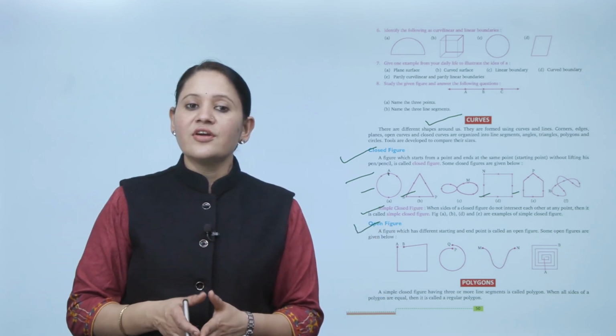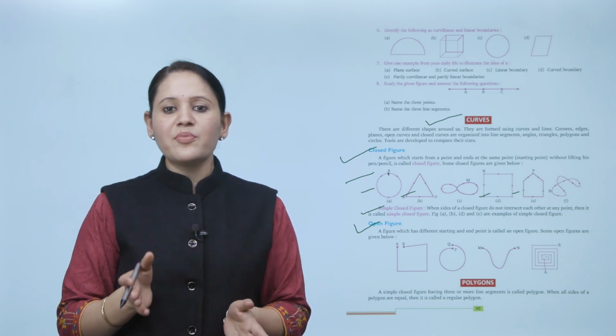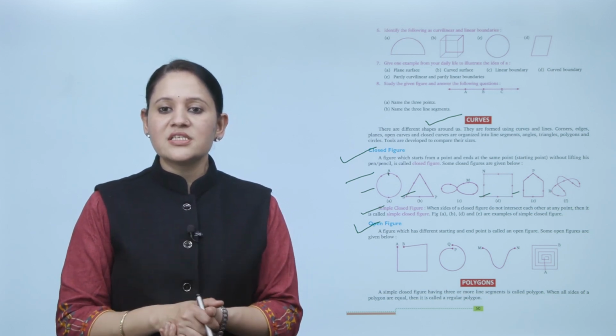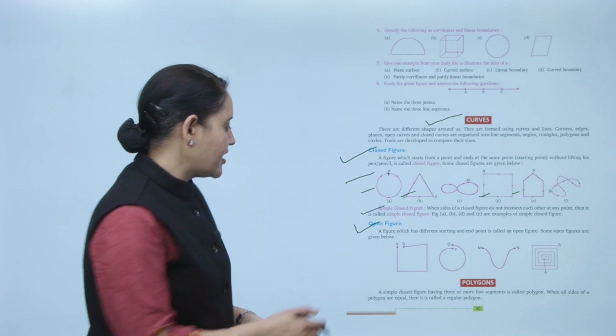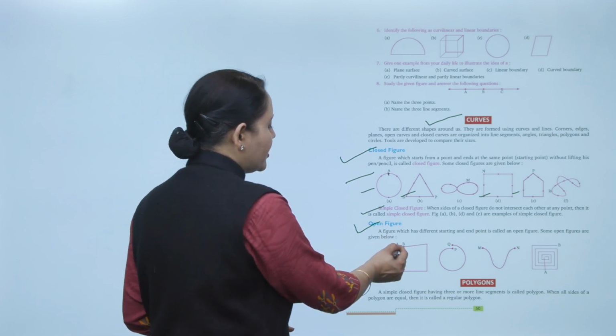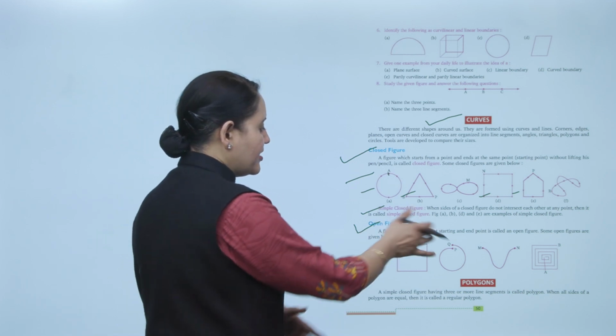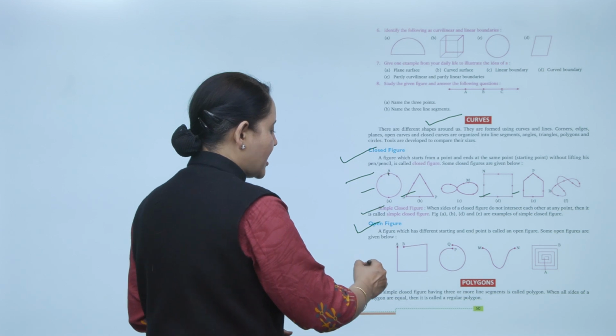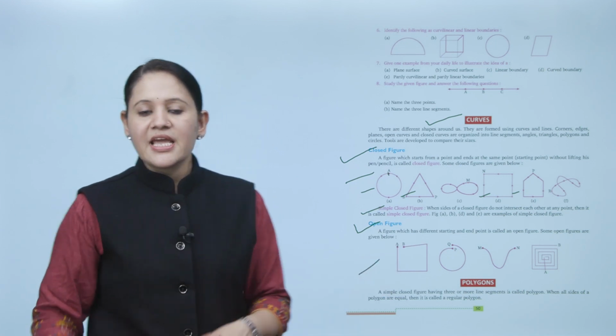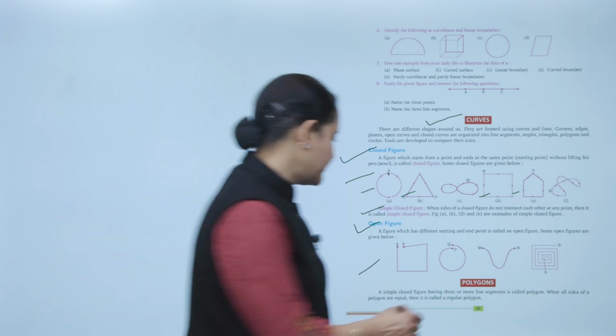Next is open figure. A figure which has a different starting point and end point is called an open figure. Some open figures are given below, like here. This is the starting point and this is the end point. They are different here also. So all these are open figures. Clear?